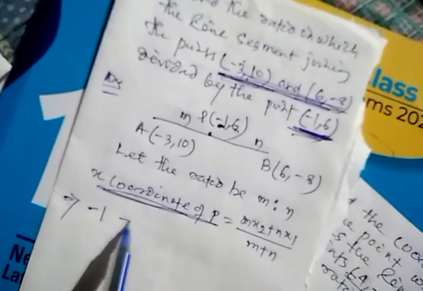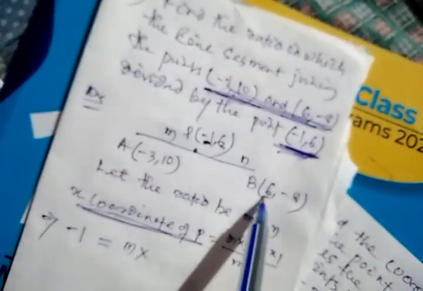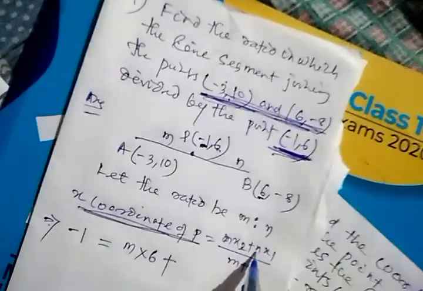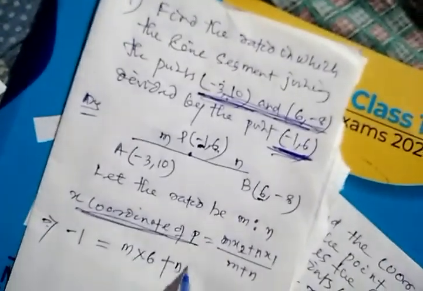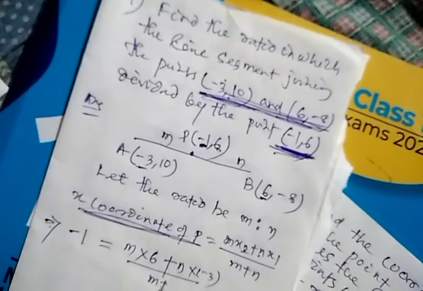So this becomes an equation. So now write here -1 is equal, what is m? M is not given. What is x2? X2 is 6 plus what is n? N is not given. What is x1? -3 by m plus n.